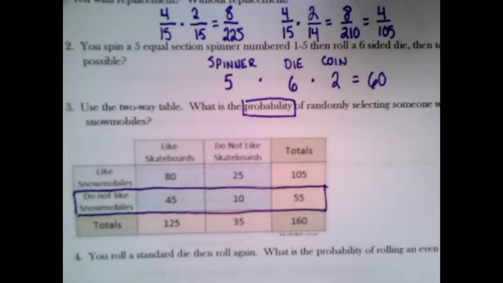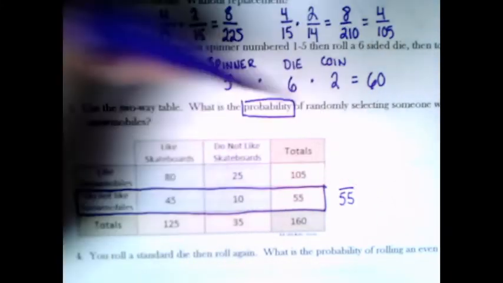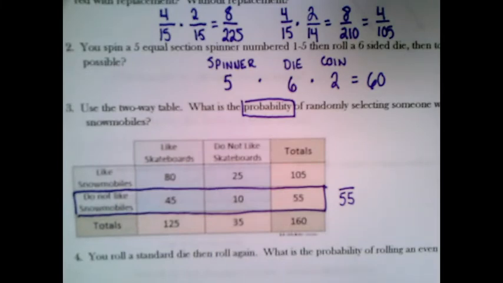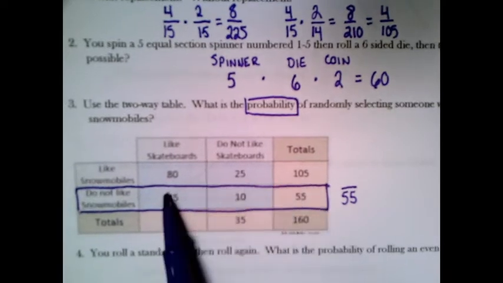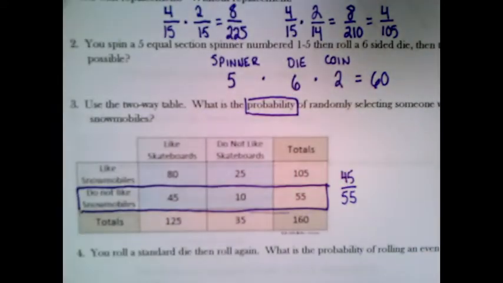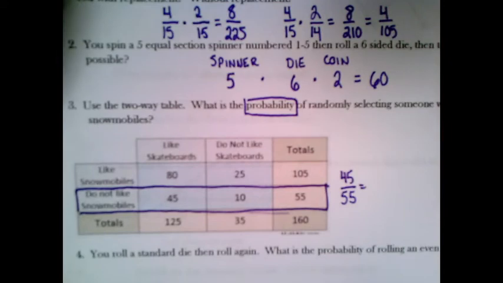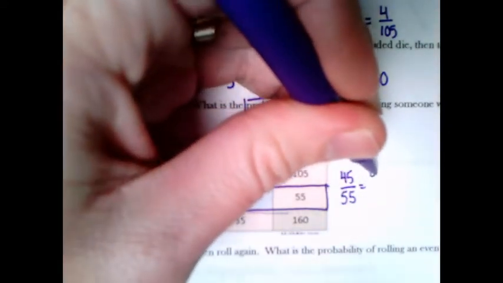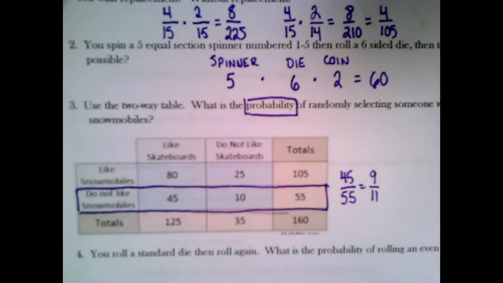So when I look in that, there is a total, because probability is what you want over the total. My total, I see, is 55. The question asks, though, what's the probability of someone who likes skateboards? So as I look in this section right here, and I see like skateboards, it's right there, 45. So there's 45 that we want out of the 55 total. That will simplify. If you need help with that, let me know tomorrow. That simplifies to 9 over 11. Okay? So when you see given, you got to do just a part.